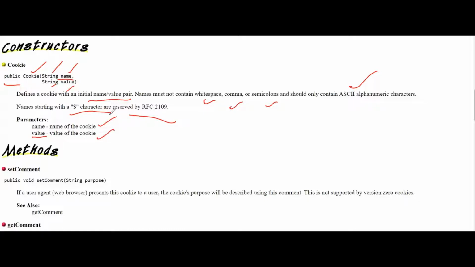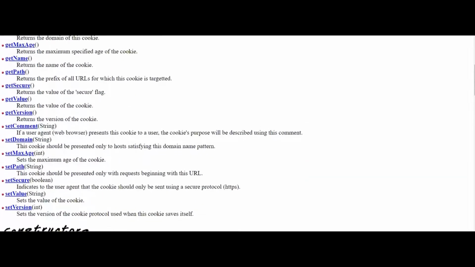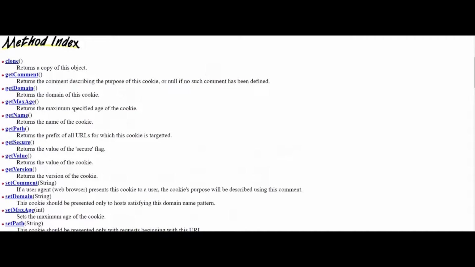Now let us look into the method index of the cookie. You can see getComment, getDomain, getMaxAge, getName, getValue. If you want to get the name of the cookie, you'll be using getName. For the value of the cookie, you'll be using getValue. For the maximum age, there are getMaxAge and setMaxAge. So all these are the methods that are available in the Cookie class.